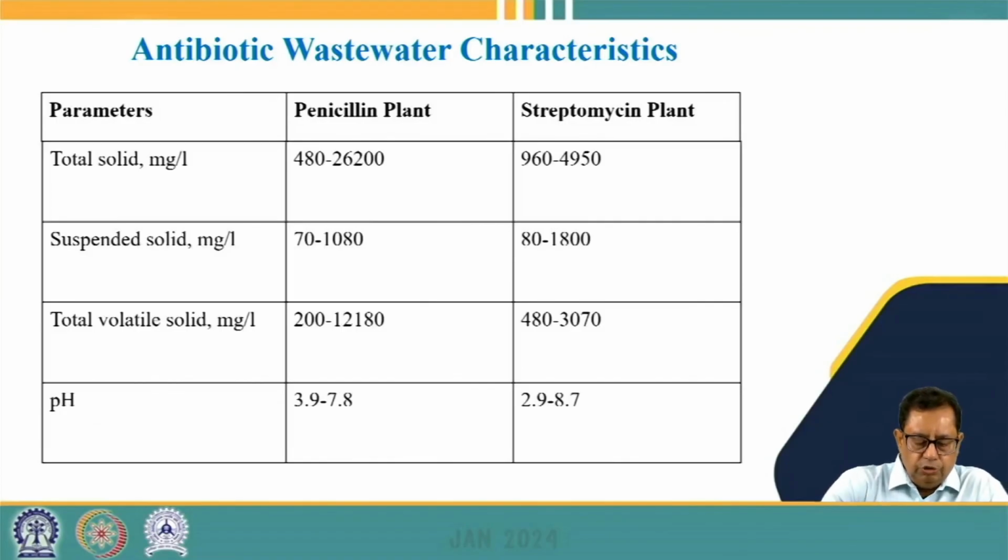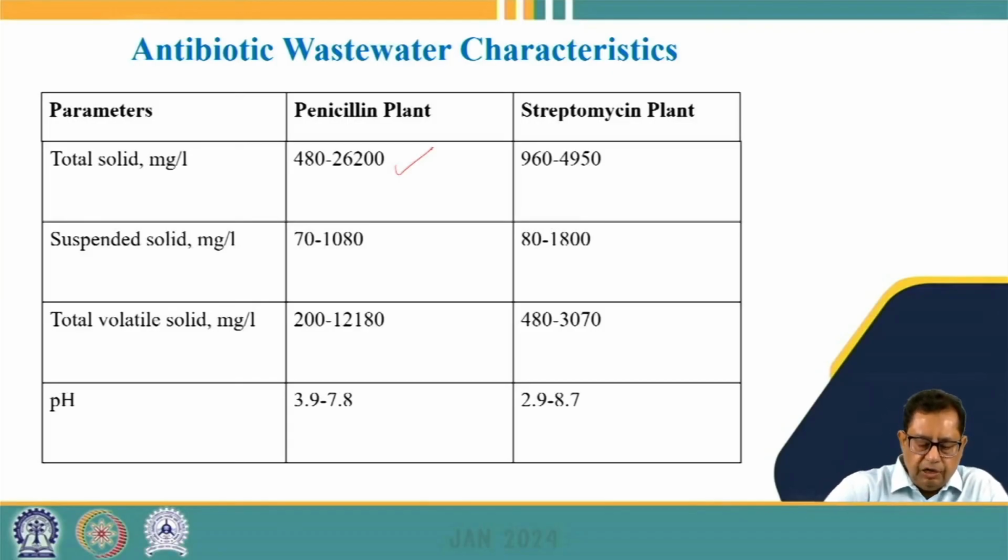So here the total solids are also introduced. For example, you can see a very high amount of total solids, nearly 480 to 26,200 milligrams per liter, may be entering the wastewater. This may be because of the molds that we use. We are filtering those molds also, but it is possible that some amount of these molds may come as solids into the wastewater. Similarly, there can be a very high amount of dissolved solids also, as we are using a number of acids and a number of salts, which increases the concentration of the total solids.